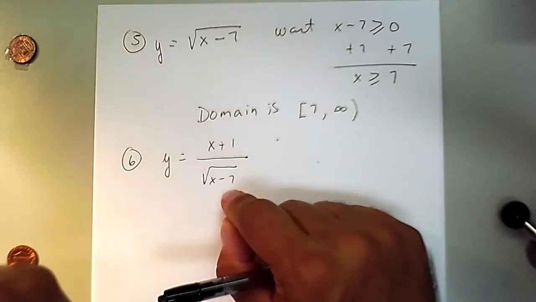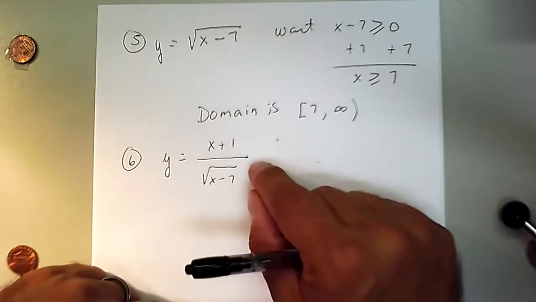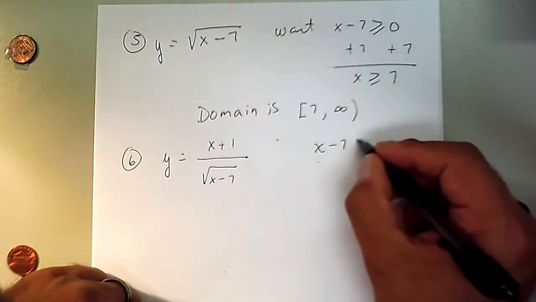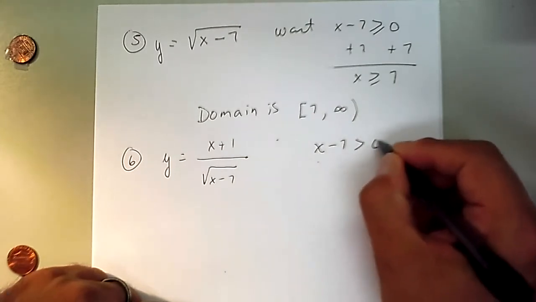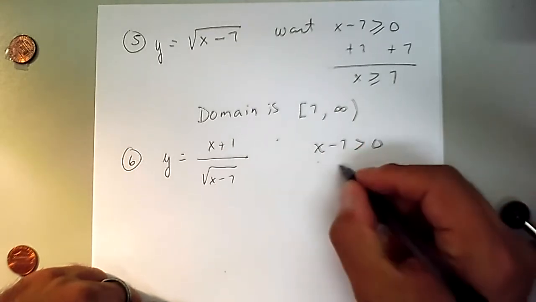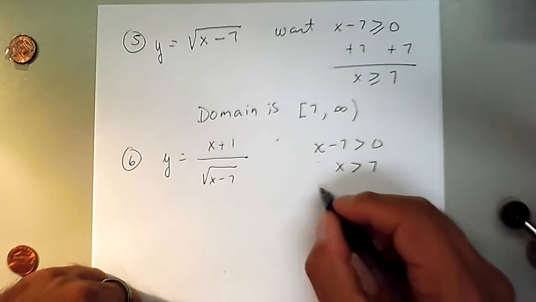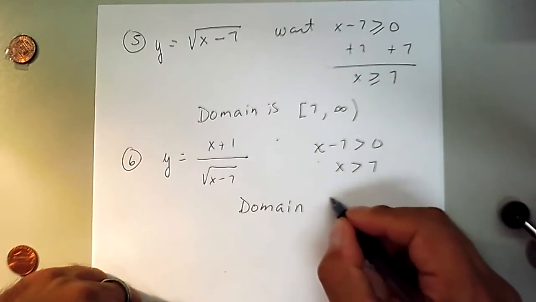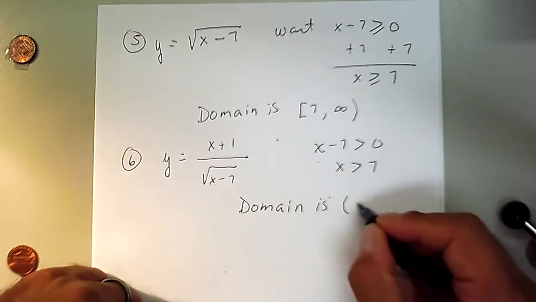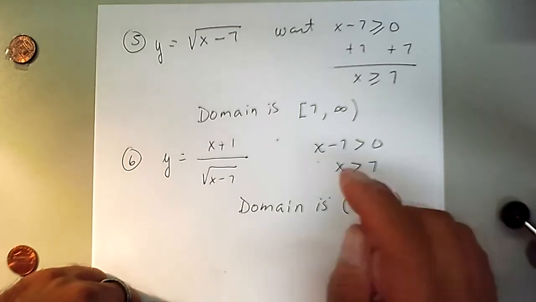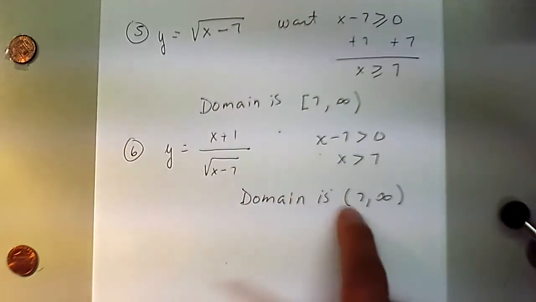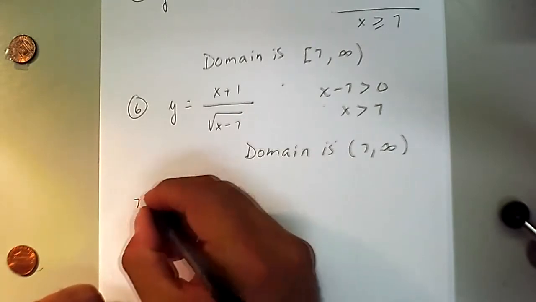Consequently, we have to state that x minus 7 has to be greater than 0, but not equal to 0. That means that x has to be greater than 7. And in interval notation, that means that the domain is from 7 to infinity. The difference is that this one has a bracket, this one has a parenthesis. And that is a huge difference in mathematics. Big, big difference.